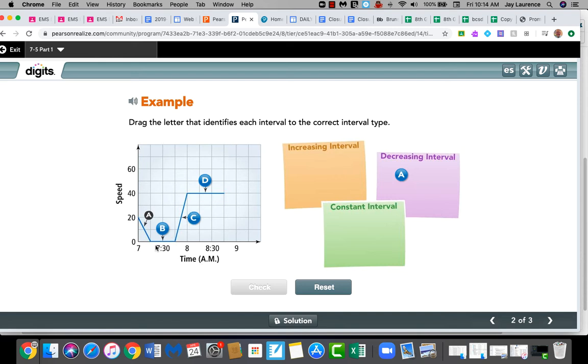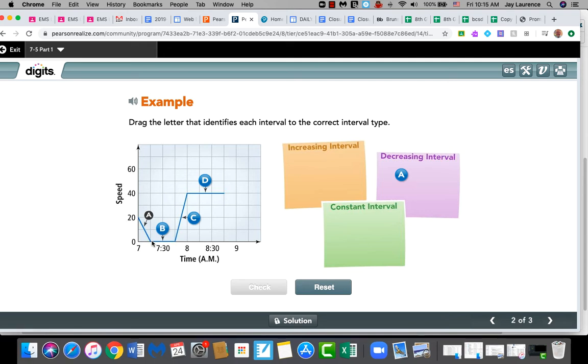Okay? B. From 7:15 to 7:45, time went up. The speed did not change. In fact, the speed is 0. Okay, so let's think maybe this was a car, right? And they slowed down from 20 miles an hour over a course of 15 minutes down to 0. Then they parked the car and went into the store for a half an hour. I'm not sure. Maybe. It's a possibility. That's a constant interval there where B is.